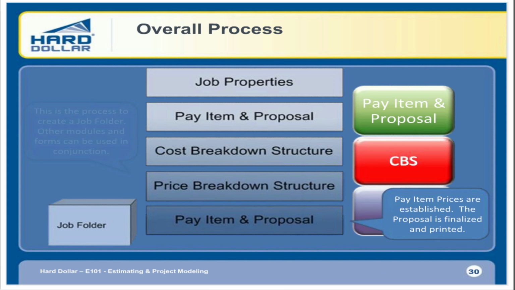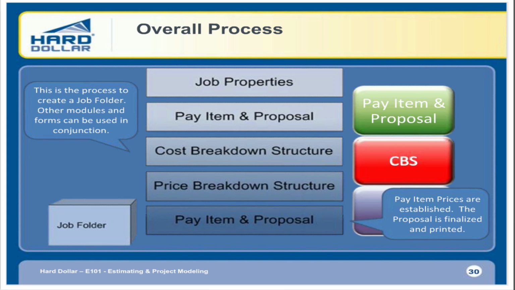Lastly, we go back to the pay item and proposal form to perform our pricing calculations. This involves the distribution of the job's profit and indirect costs over the pay items. Once the pricing is concluded, a proposal can be generated.